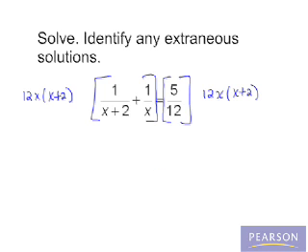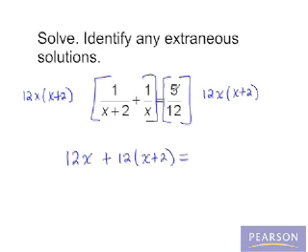So when we use the distributive property on the left, when we take 12x times x plus 2 times 1 over x plus 2, the x plus 2's will divide out, and we're left with 12x times 1, which is just 12x. Now we take the whole expression times 1 over x, and now our x factors will cancel out, and we're left with 12 times x plus 2 times 1, which is just 12 times x plus 2.